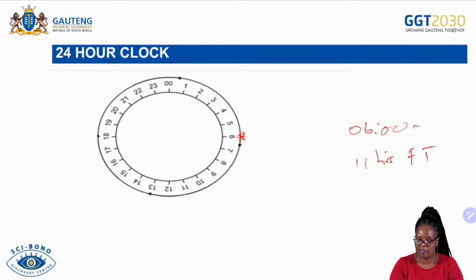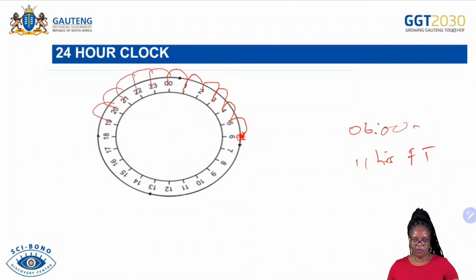So here we are. Let's count 11 hours from 0600 hours. It will be 1, 2, 3, 4, 5, 6, 7, 8, 9, 10, and 11. So this is our 11 hours that we calculated from 6 o'clock. Then we get what? 1900 hours.